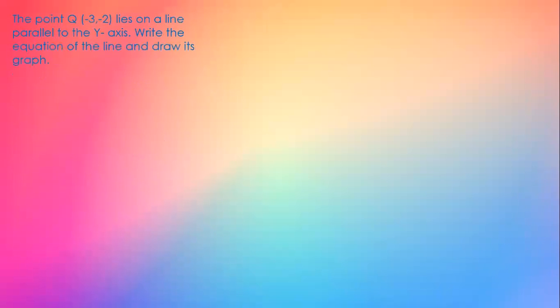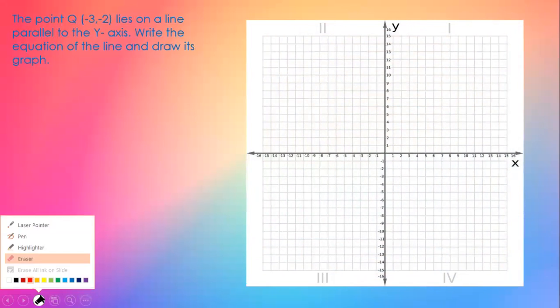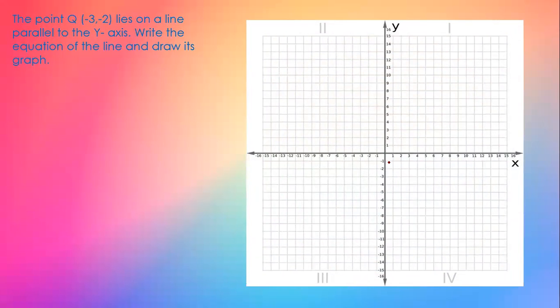Let us move to the next sum. The point Q (-3, -2) lies on a line parallel to the y-axis. So you can see that the line is parallel to the y-axis. Write the equation of the line and draw its graph. So again, you need to draw the graph. This is a graph paper where you can see the x-axis, y-axis, and the origin.